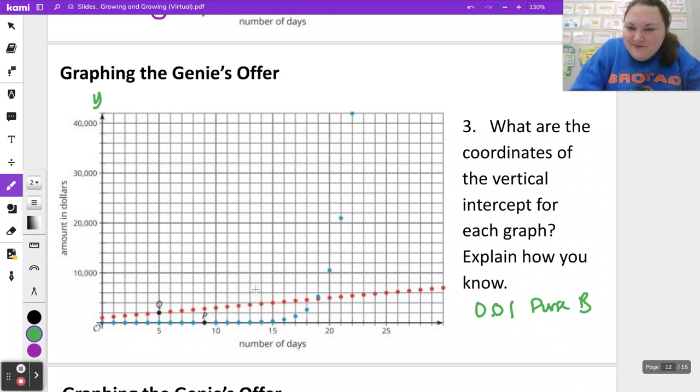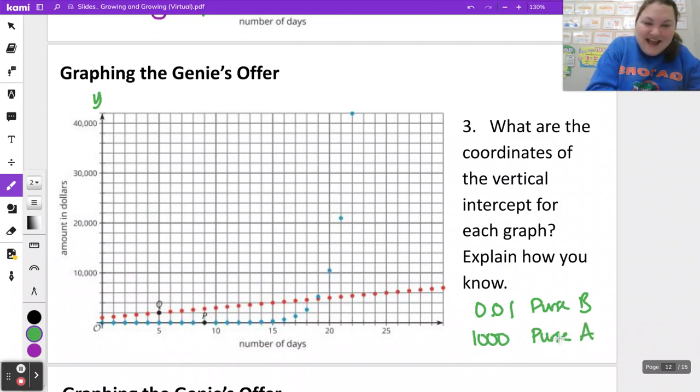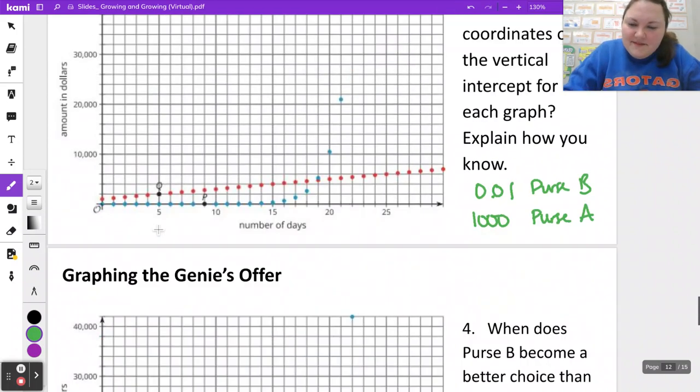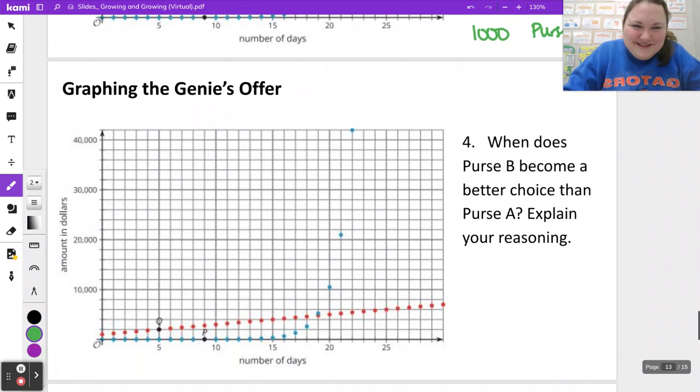And my red line, right? Like I could try to estimate what number that is, but I know that purse A had started at $1,000. And so purse A, that vertical intercept or that y-intercept would be at the number 1,000. Remember, your y-intercepts always represent that starting point. Okay. 2 more questions with this graph.